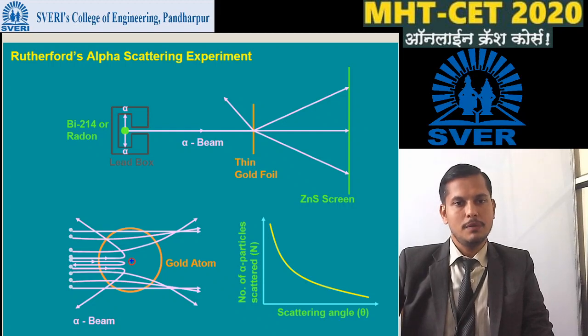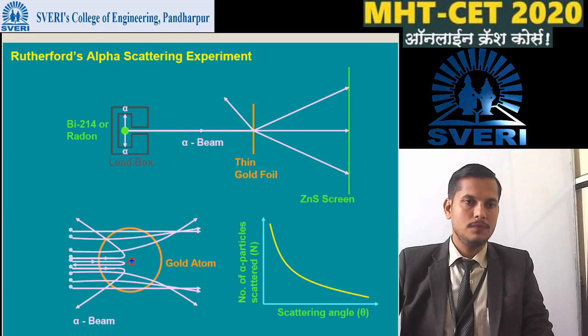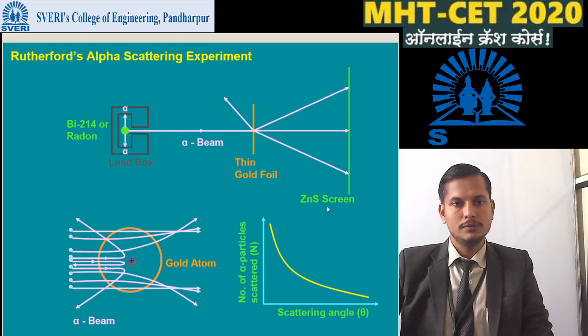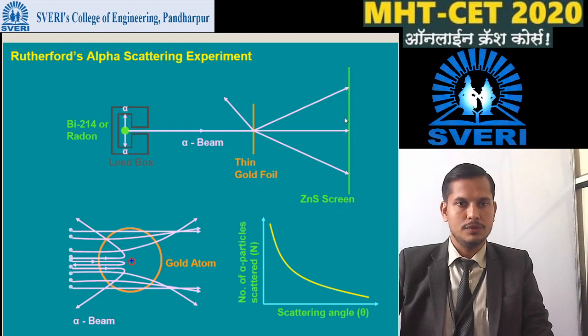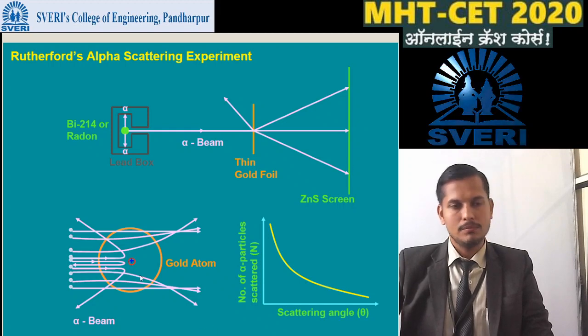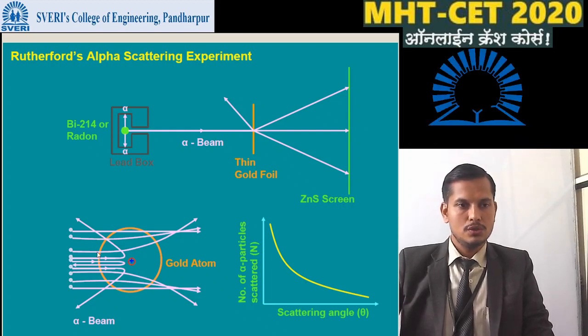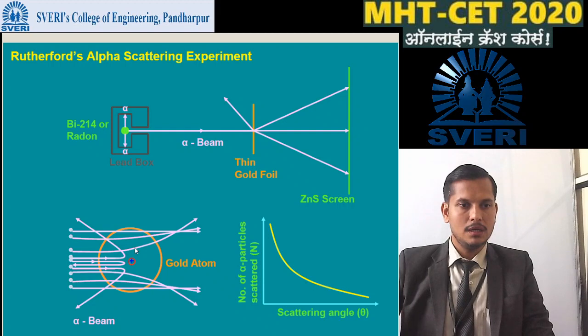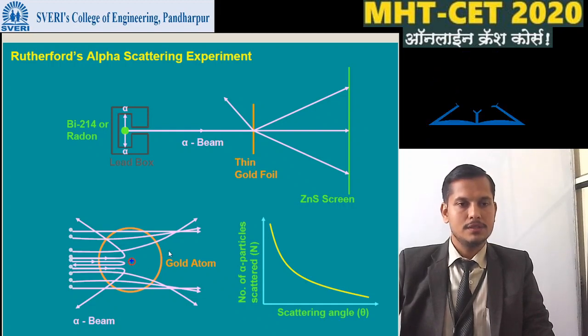Rutherford's alpha scattering experiment gives us an idea about the scattering of these particles. If we check the figure, a lead box is there and we are using a bismuth or radon alpha beam. We are bombarding a thin gold foil. A ZnS screen is there on which we are recording things. If we check the gold atom at micro level, this figure gives us the idea of how these alpha beams get scattered. They go back from the center of the gold atom.